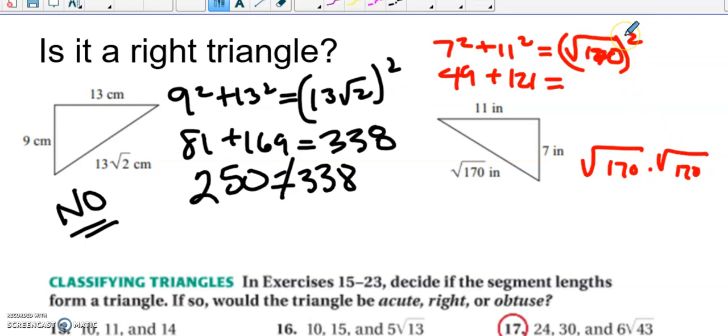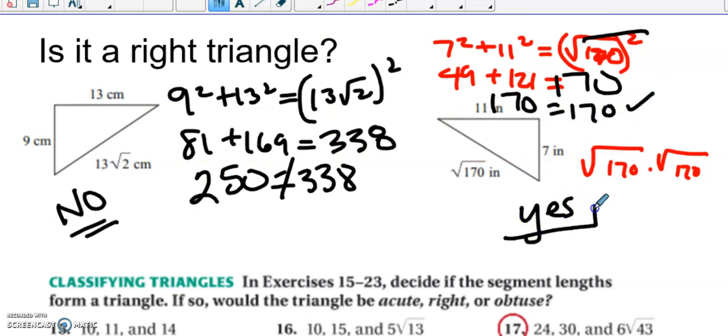They're inverse operations, so they're really going to cancel each other out. So we're just left with 170. And so 121 plus 49 gives us 170. So in this case, we have 170 equals 170. So the answer is yes, this one is a right triangle because the Pythagorean theorem works.